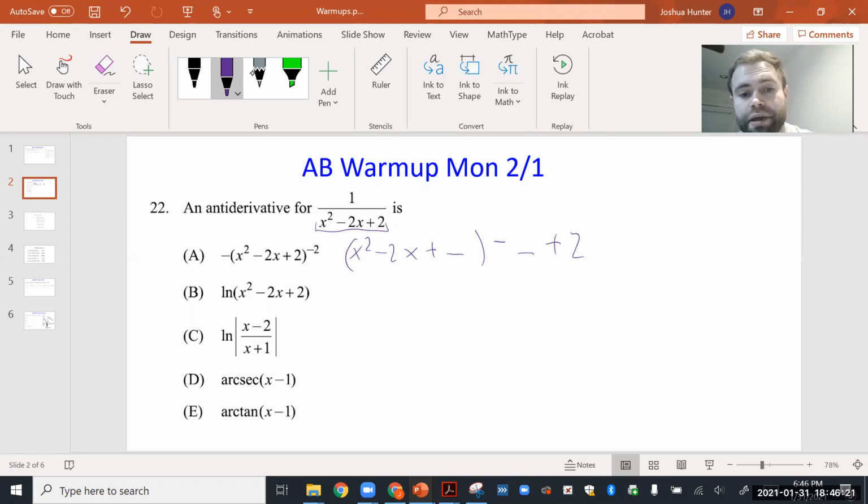It always has to be half the b term squared. Our b term is -2. Half that is -1. -1 squared gives us +1. And that +1 also has to get subtracted out here.